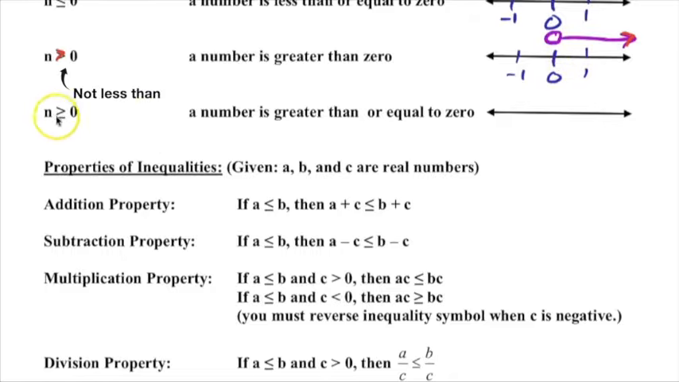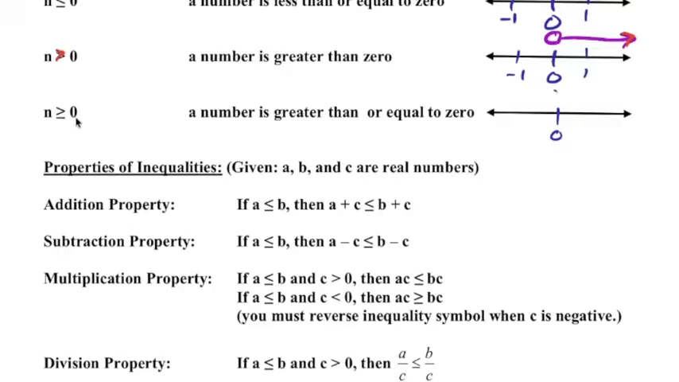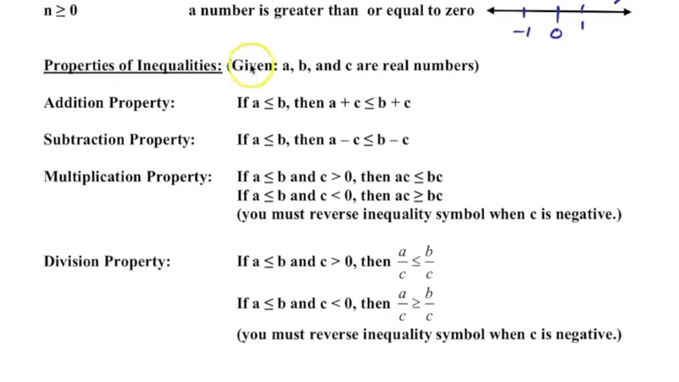Down here, we have n is greater than or equal to 0. Same concept, but now that's greater than or equal to, so we do a closed circle. I'll go to the right again. So that's the idea. Other than that, all this is the same thing.